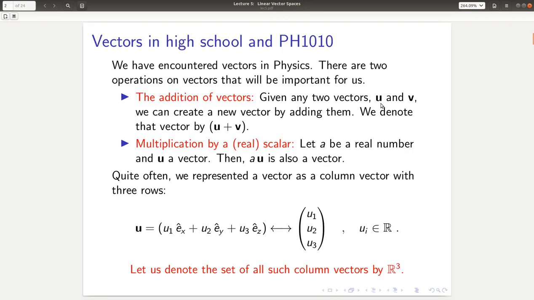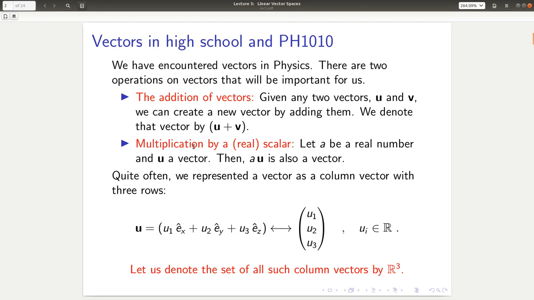Okay, so we start with vectors in high school and things that you saw in PH 1010. There are two operations on vectors that we'll focus on. The first one is the addition of vectors. And what does that mean? If you give me any two vectors u and v, I can add them to create a new vector, which we denote by u plus v. So we have a plus operation here, which denotes addition of vectors.